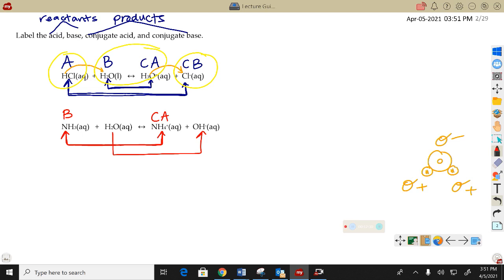Now look what happens to the water. So the H2O turns into OH. So we lost a hydrogen. So now water is acting like a hydrogen donor. It's acting like an acid. And what we'll find in this study guide is that water is really cool in that it can act like an acid or a base. It just depends on what's mixed with the water.